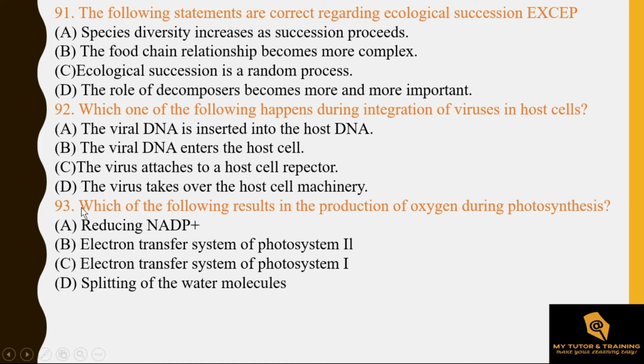Let me turn to question number 93. Which of the following results in the production of oxygen during photosynthesis? A. Reduced NADP. B. Electron transfer system photosystem 2. C. Electron transfer system photosystem 1. D. A splitting of water molecules.